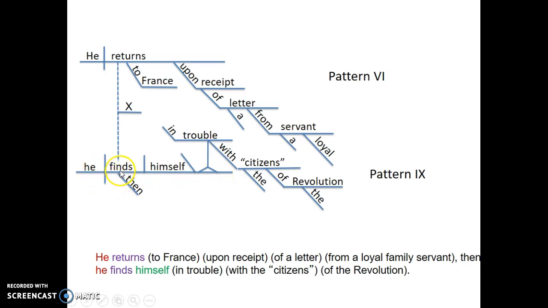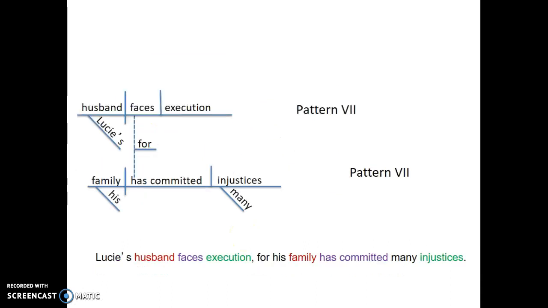So because we have a subject, action verb, direct object, and adjective as the objective complement, we know that this is a pattern 9. And then we just kind of go on from there. What kind of trouble is he in? We're defining trouble, and it's trouble with the citizens, and what citizens, of the revolution. So those also kind of cascade down. And then we do have a connecting word here. We've got the conjunctive adverb then. Then he finds himself. Because it is a conjunctive adverb and it kind of indicates an idea of time, it goes below the verb of the second clause. Our dotted line connects, and then we have an X because our conjunction is below the second one.